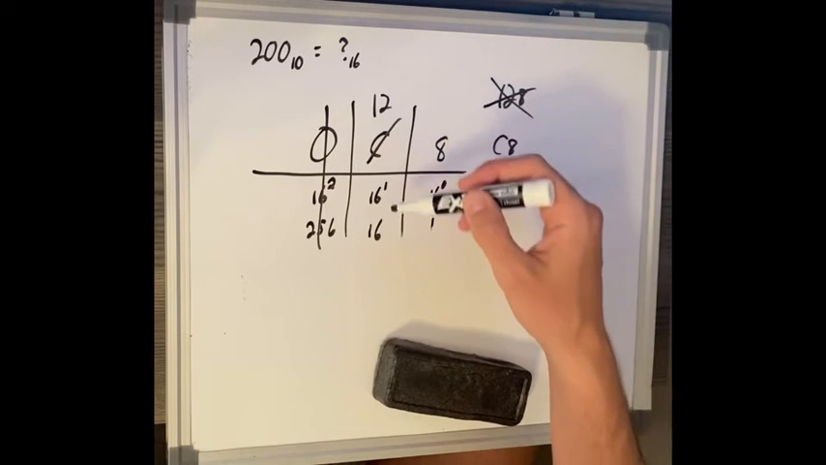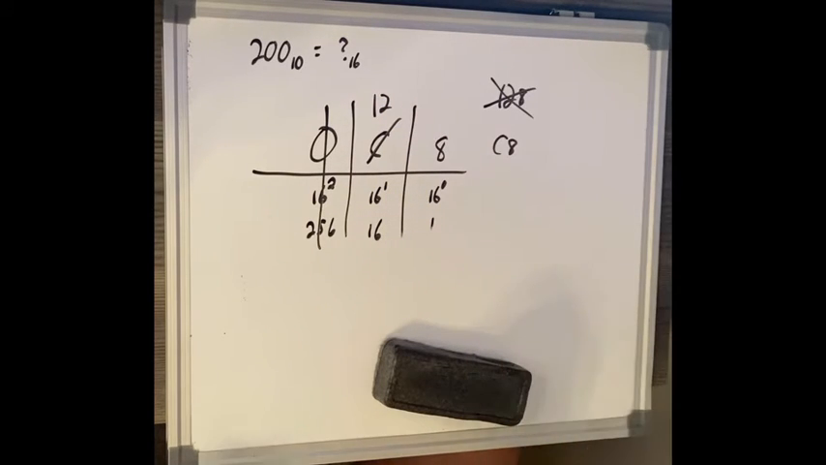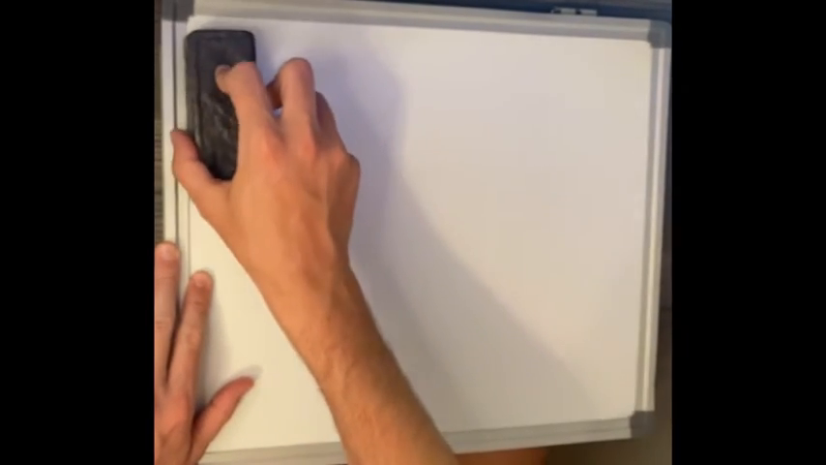Hey, there's 12 16s in 200. No, that's not the case. You have to write the letter C. So just be careful there. That's maybe a common error that happens. And we can go the opposite way, right?